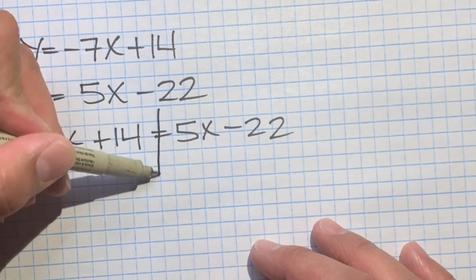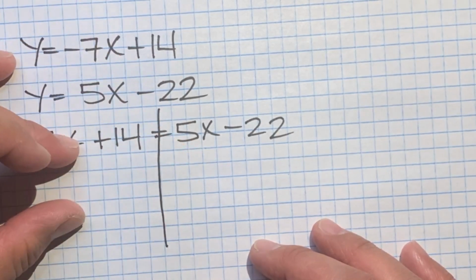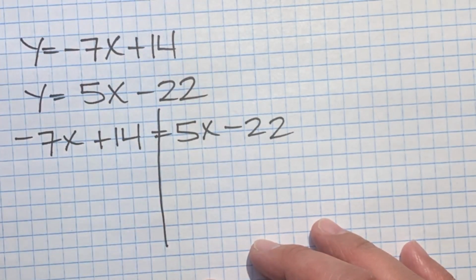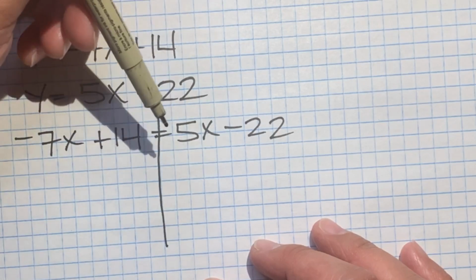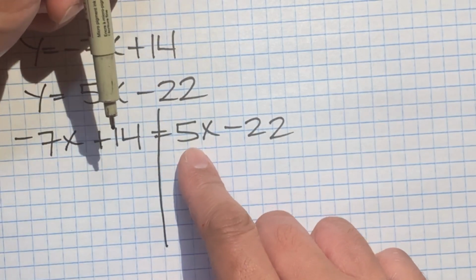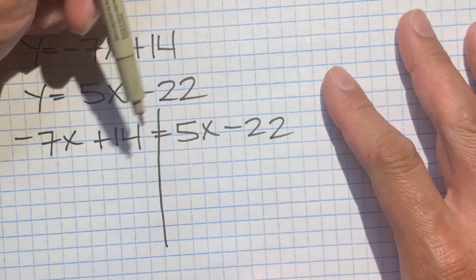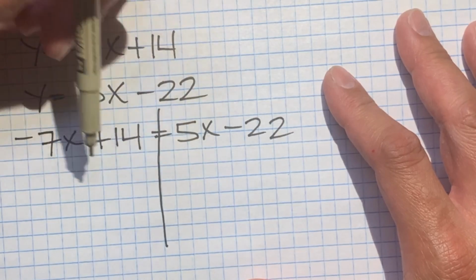So let's draw this little line. I want all my variables on one side of the line and all my numbers on the other side of the line. So let's do that. I want to put my variables on the left side. You don't have to. You could put your variables on the right side. I'm going to do the left side because I'm left-handed.